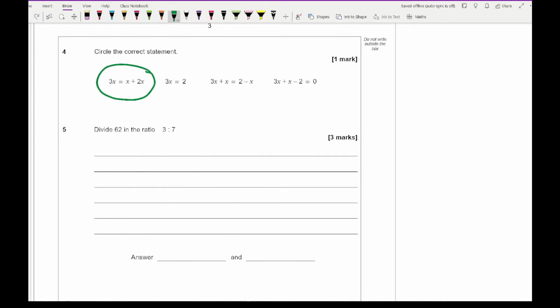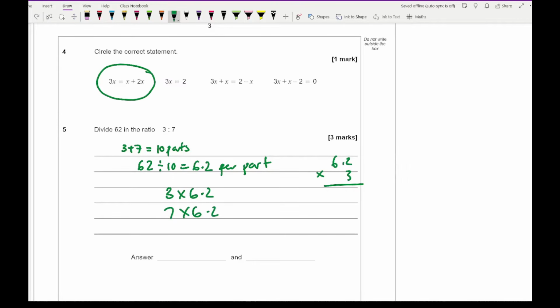Then for question 5, it says divide 62 in the ratio of 3 to 7. So you want to add the number of parts, which become 10 parts, and then do 62 divided by 10, which is 6.2 per part. And then we want to do 3 times 6.2 and 7 times 6.2. Now 6.2 times 3 is going to give me 18.6, and 6.2 multiplied by 7 is going to give me 43.4.